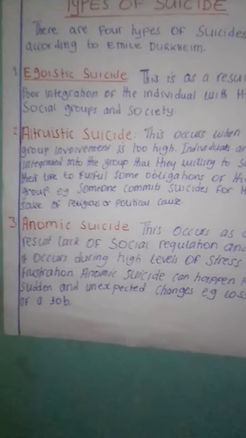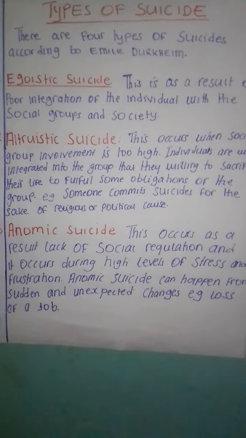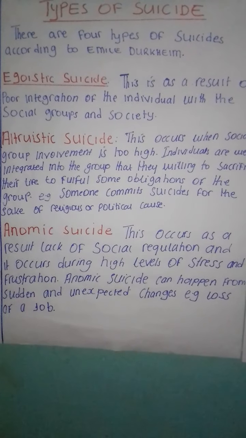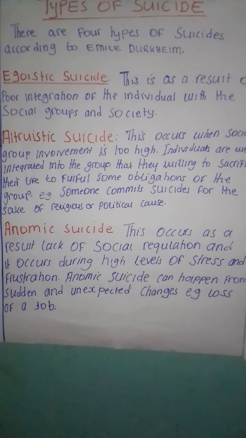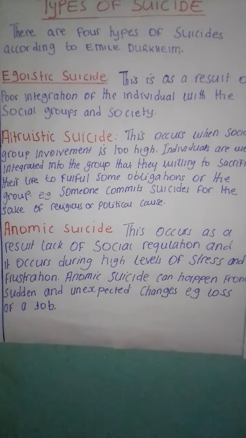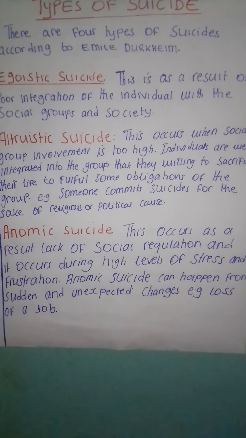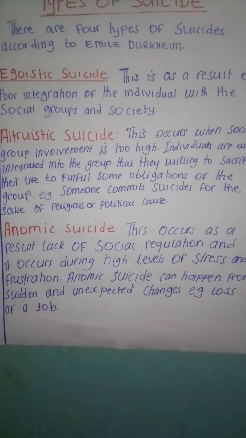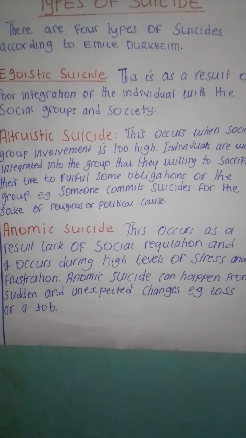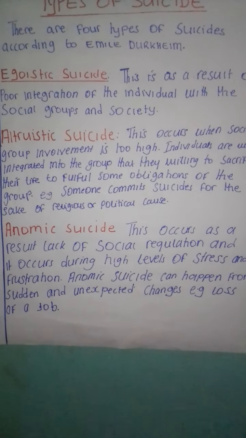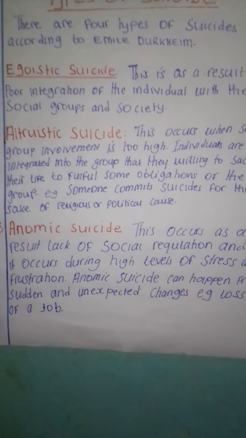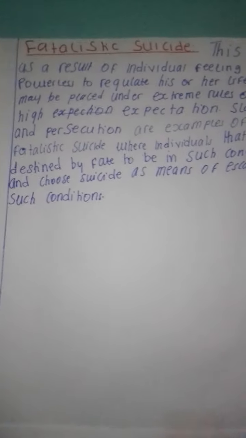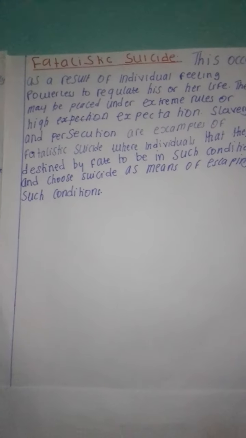The third one is anomic suicide. Anomic suicide occurs as a result of lack of social regulation and it occurs in high levels of stress and frustration. Anomic suicide can happen from a person experiencing sudden and unexpected changes in life, for example, loss of a job, loss of a spouse, a husband or a wife, or loss of money.